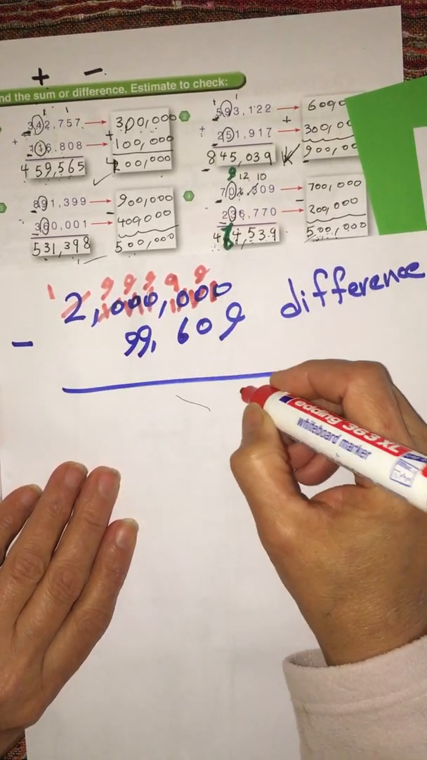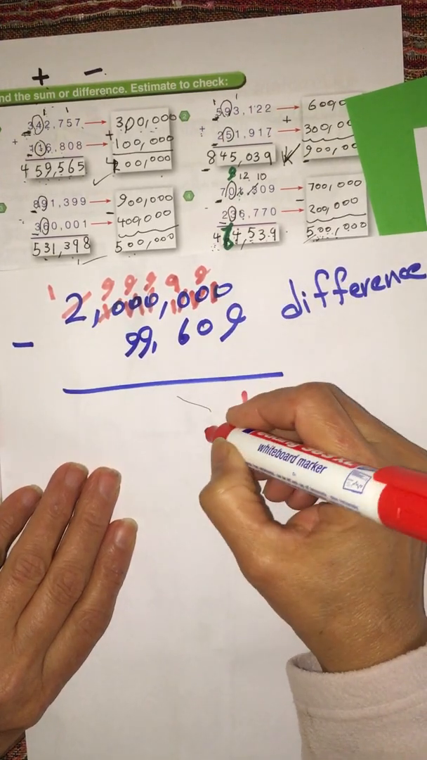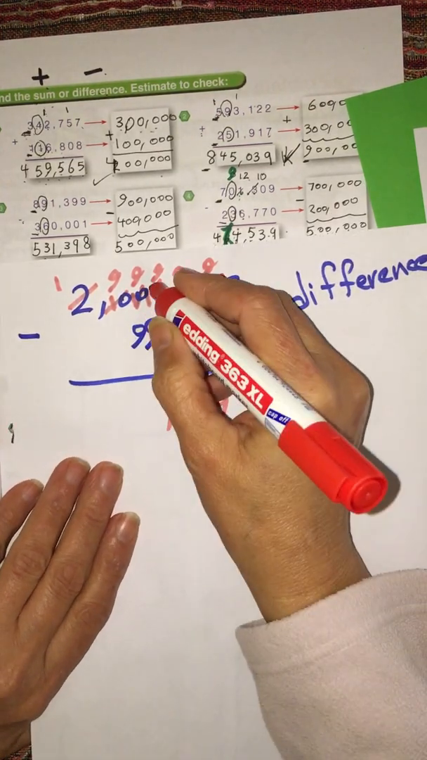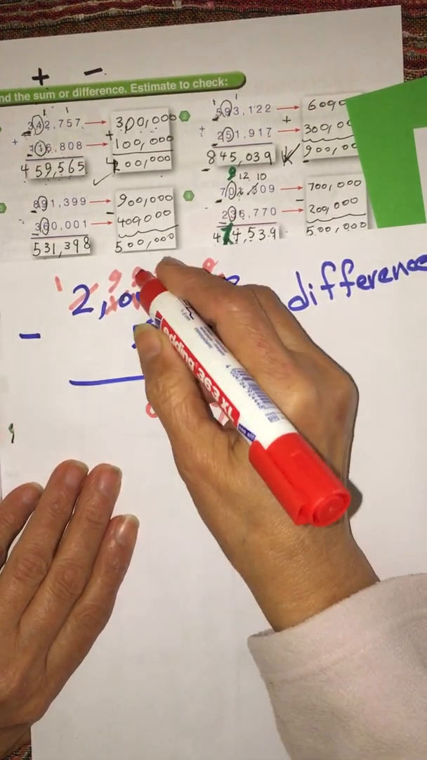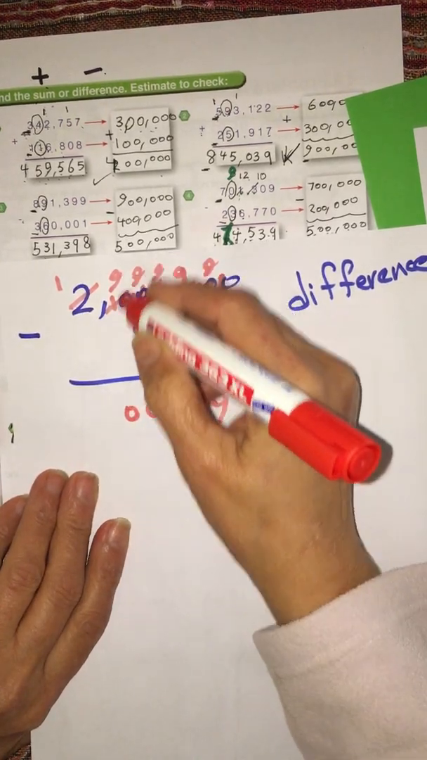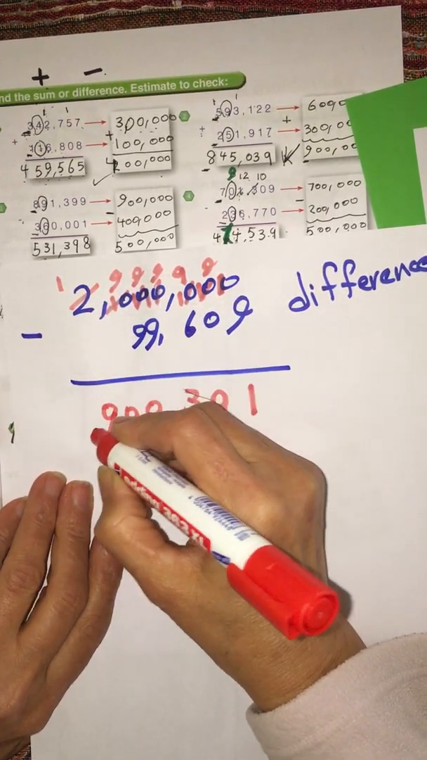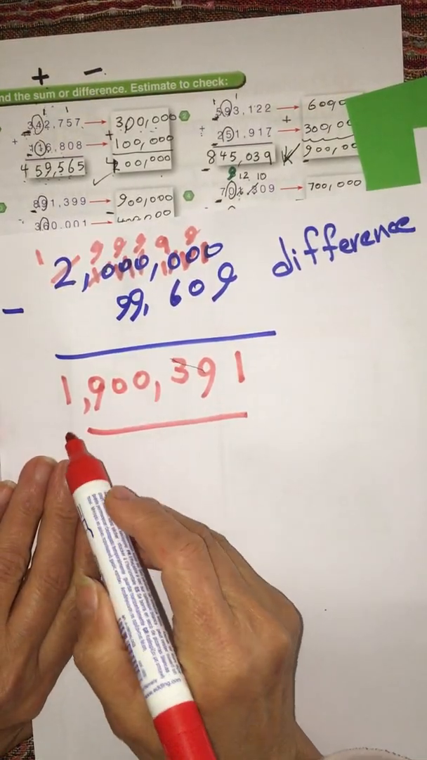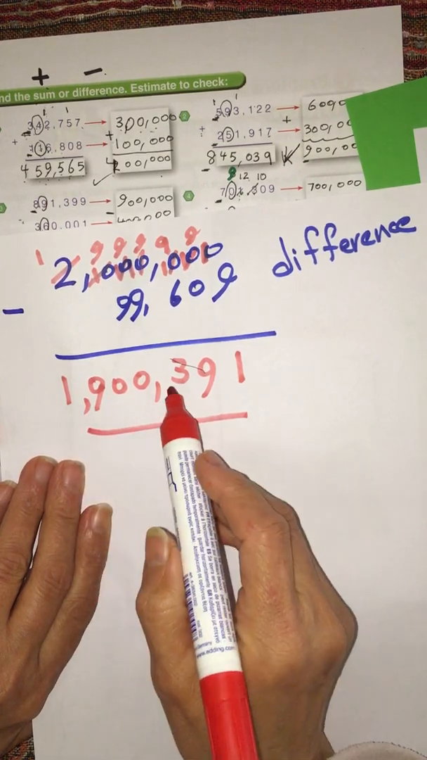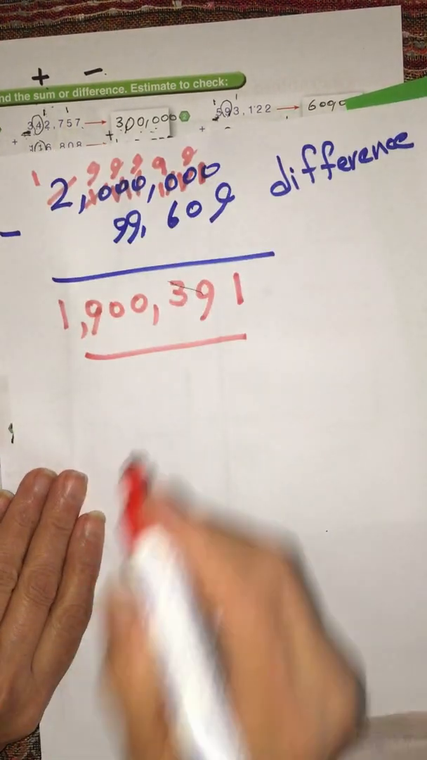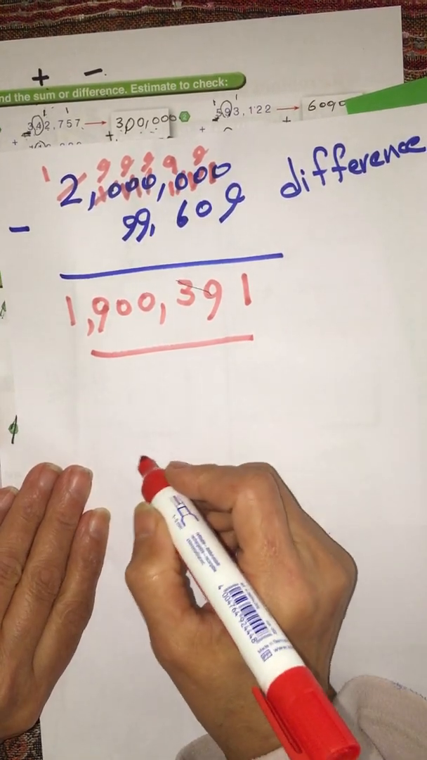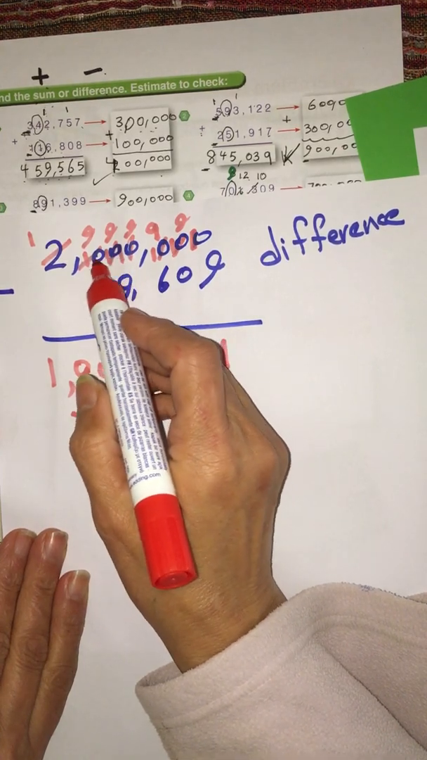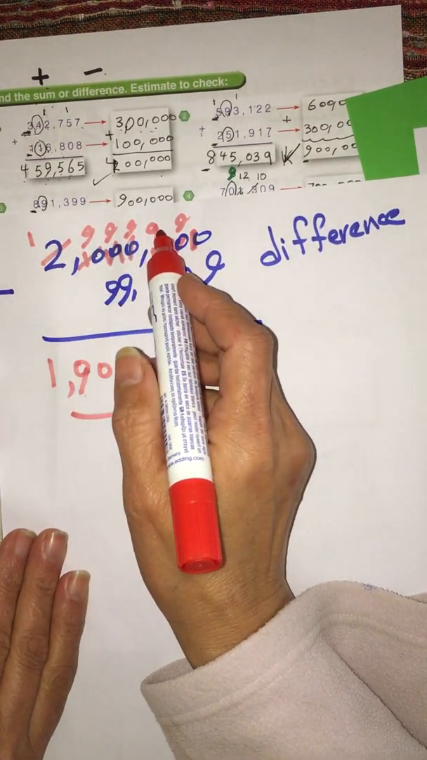10 minus 9, 1. Okay, 9 will go down. 9 minus 6 is 3. Put the comma. 9 minus 9, 0. 9 minus 9, 0. 9 will drop down. And the 1 will drop down. So what is the difference in this question? It is 1,900,391. As I said before, each 0 will become 10, then the digit in the other place beside it will take from it, so it will go back to 9.